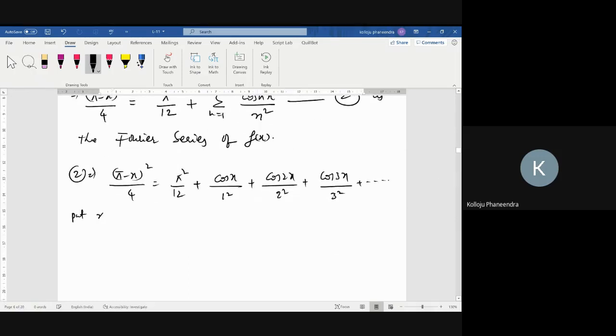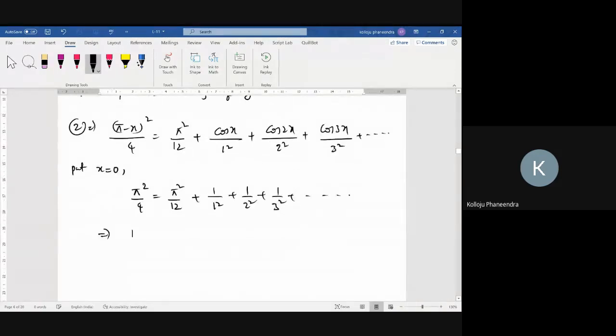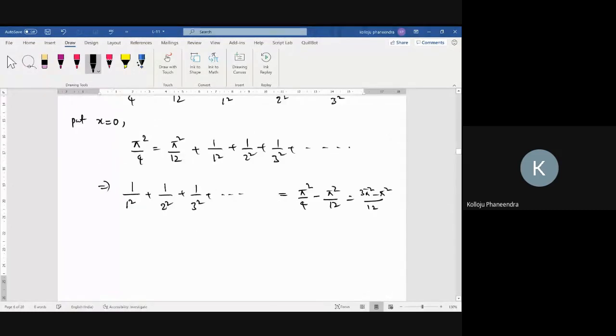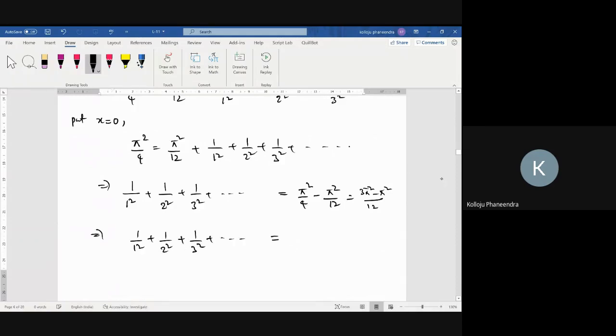If I put x equal to 0, then what is this? Pi square by 4 equals pi square by 12, plus 1 by 1 square, 1 by 2 square, 1 by 3 square, and so on. So what is the series expansion? 1 by 1 square plus 1 by 2 square plus 1 by 3 square and so on equals what? Pi square by 4 minus pi square by 12, right? So 12 will be there. This is 3 pi square minus pi square. So what is the value? 1 by 1 square, 1 by 2 square, 1 by 3 square, and so on equals 2 pi square by 12, pi square by 6.